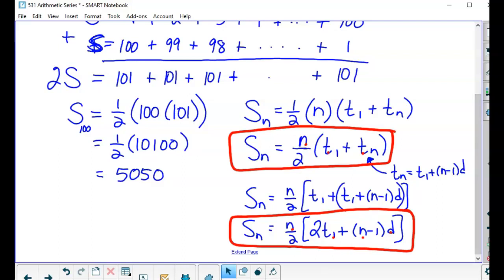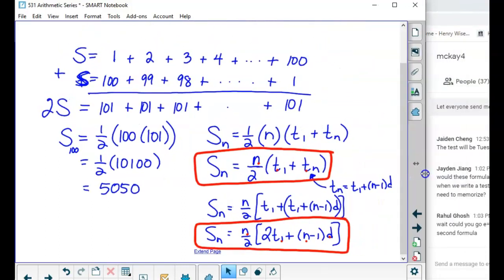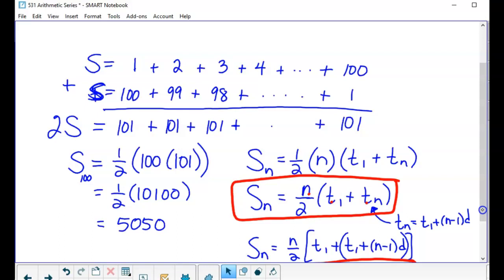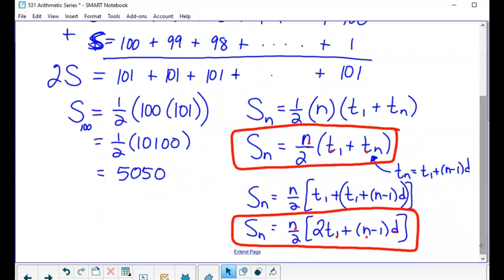So, question here. And when do you use the second version? Basically, if you don't know the value of your last term. So if you're looking for the 50th sum, but you don't know what the 50th term is, you would use the second version. You'll end up using this second version more often. Okay? It's the first version that's more of the exception. Okay?